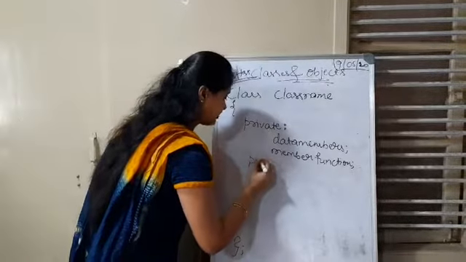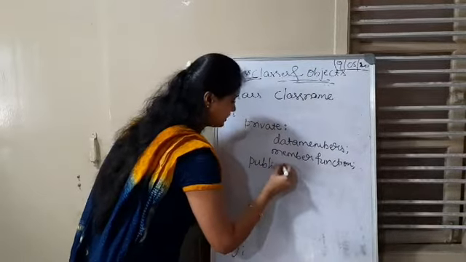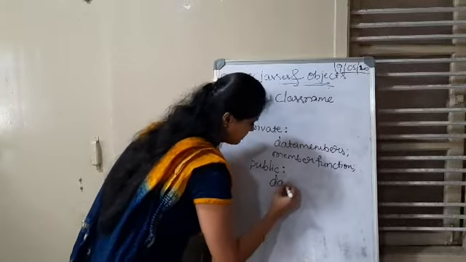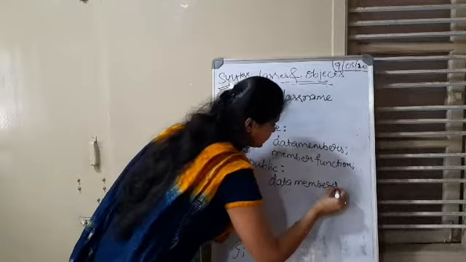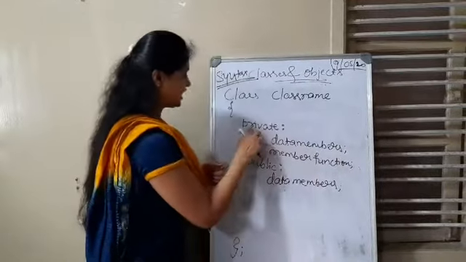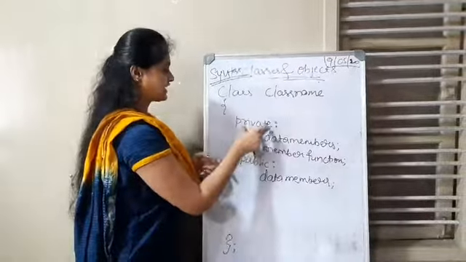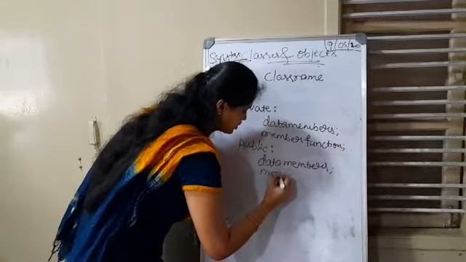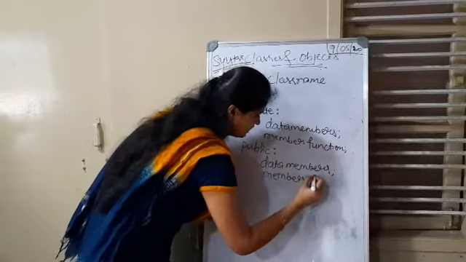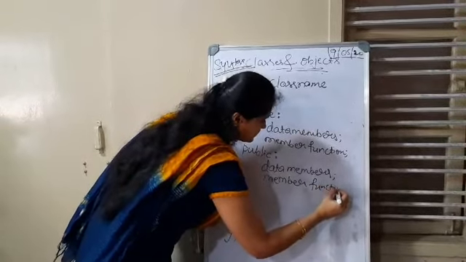Then you have public. Under public you have data members again and member functions, which is very easy because it is just a repetition. For each and every access specifier you write the same: data members and member functions. The same thing will be carried, that is member functions.